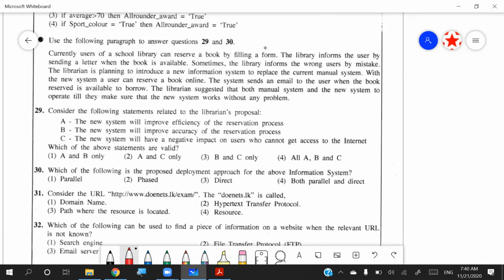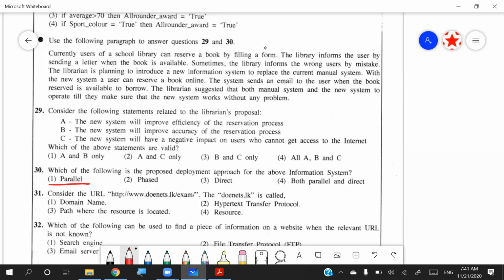With the new system, a user can reserve a book online. The system sends an email to the user when the reserved book is available to borrow. The librarian suggests that both the manual system and the new system operate until they make sure the new system works without any problem. So the last sentence clearly defines that the librarian is going to use the parallel deployment, because she needs the old system and the new system to operate together until she is confident with the new system. So it is definitely parallel. That means the first one is going to be the answer.